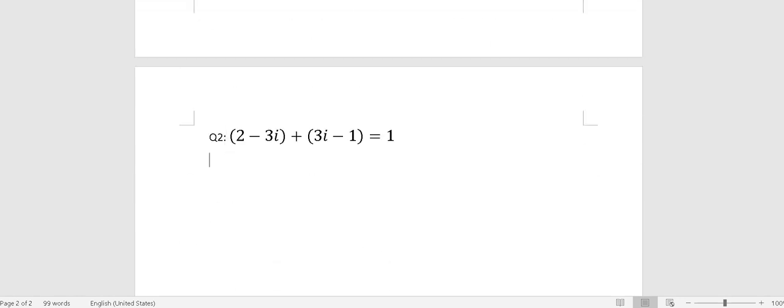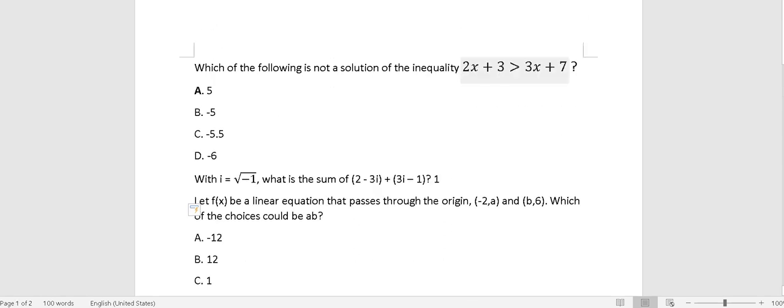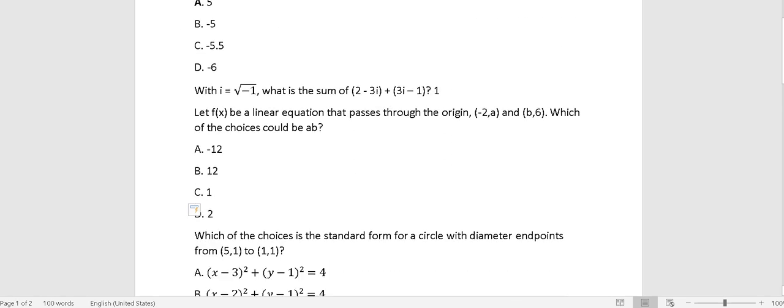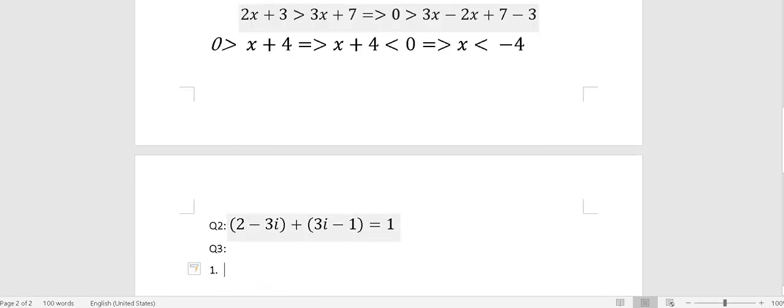So the third question, Q3. I will remind everyone that a linear equation that passes through the origin does not have b. The normal form of that is y = ax + b, right? But since it passes through the origin, there is no b, there's only ax. And that's the thing you need to remember.